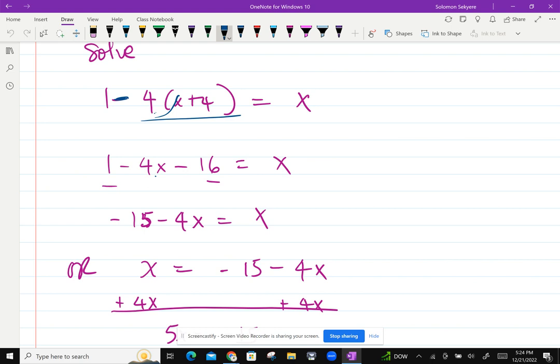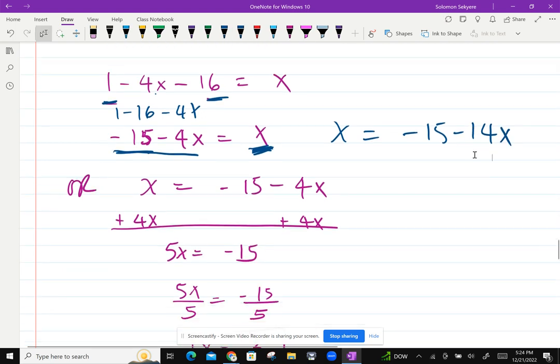What do we do next? We combine like terms. This 1 and the -16, these are the like terms. So it's 1 minus 16 minus 4x. 1 minus 16 is -15. So we have -15 minus 4x equals x. How do I rewrite this one here? It's the same as saying that the part with only one term, I want to put on the left side. It's x equals -15 minus 4x.